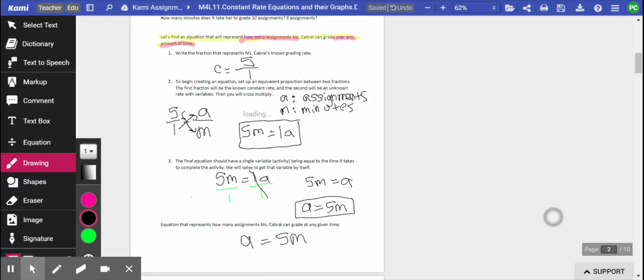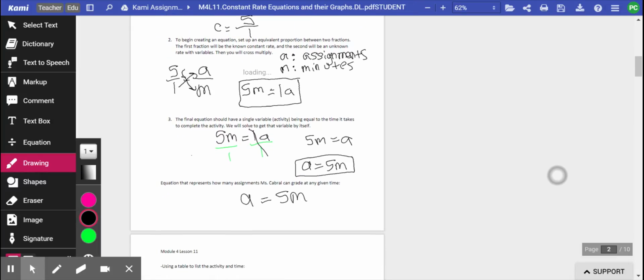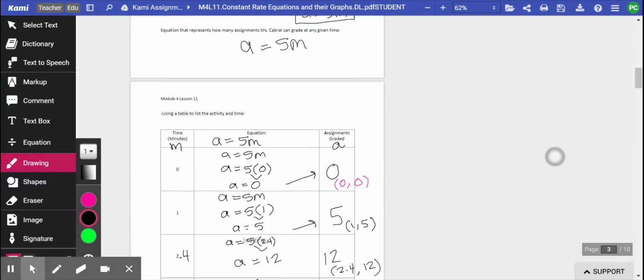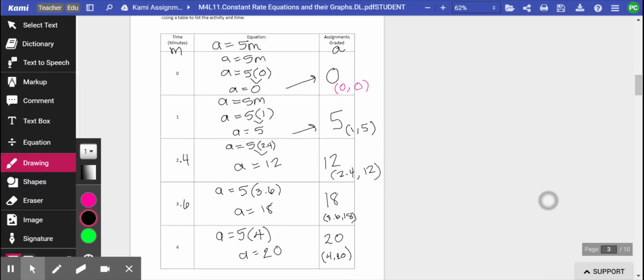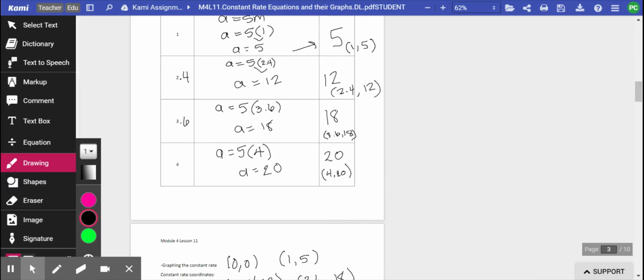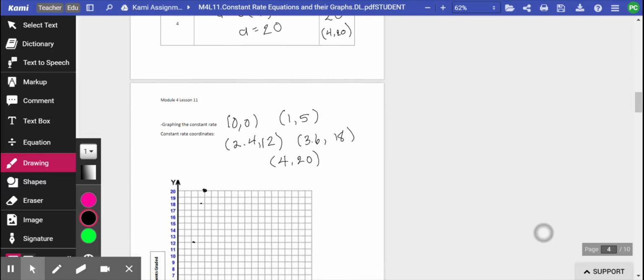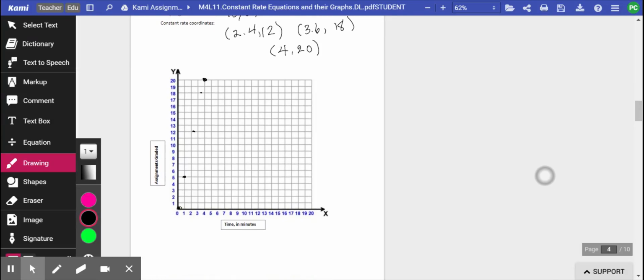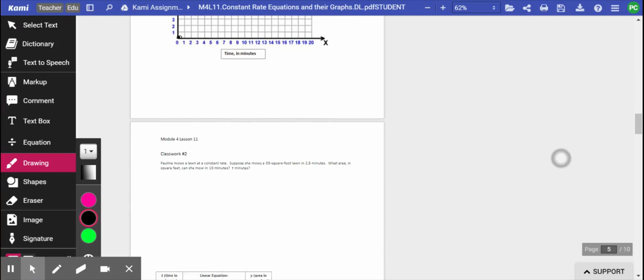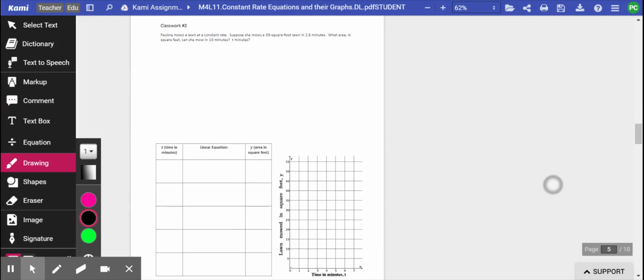Now, I know that that's a lot of work. Creating the equation could already be tricky. Finding some values for that equation, and then taking those values as coordinate points and graphing them so we can see what constant rate looks like on a chart. So I'll continue with classwork example 2 in my next video.